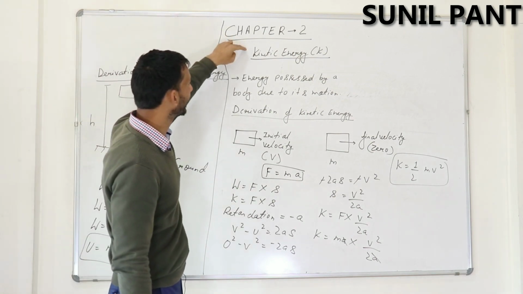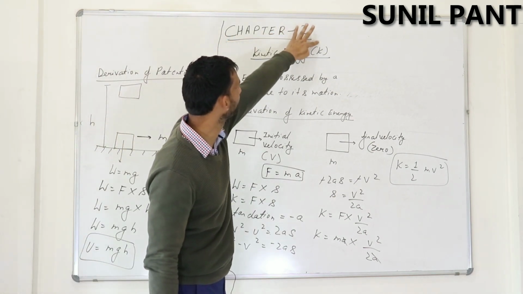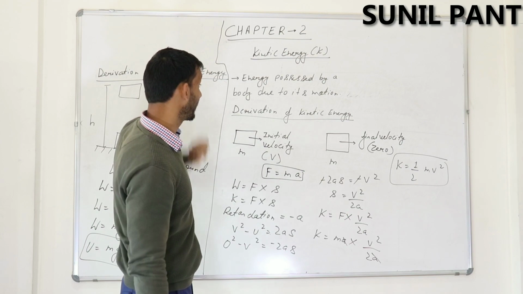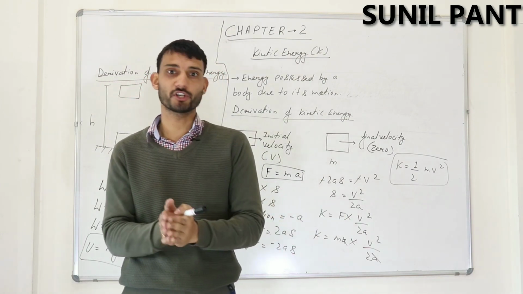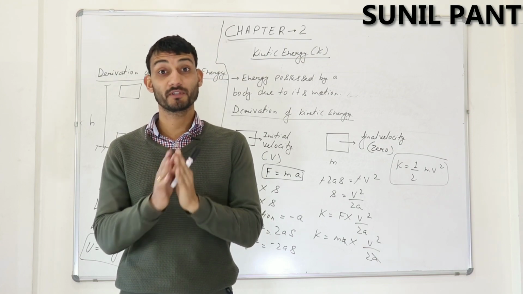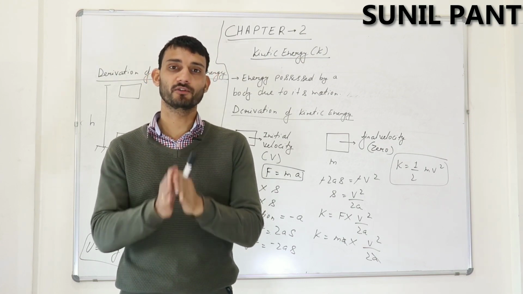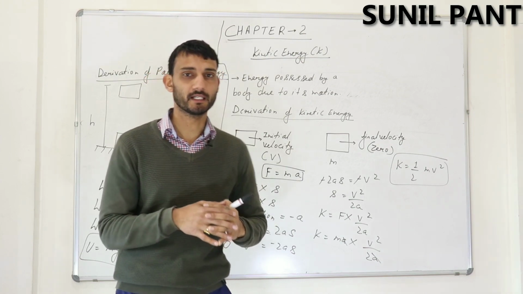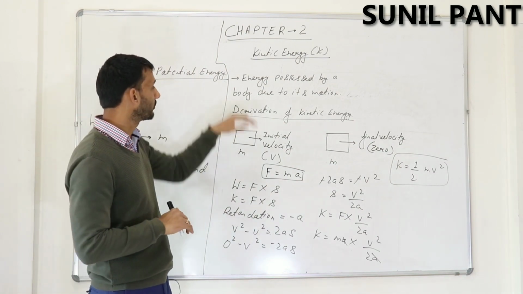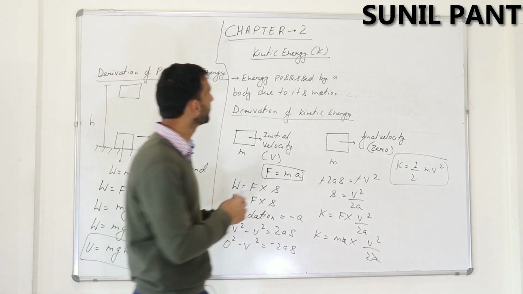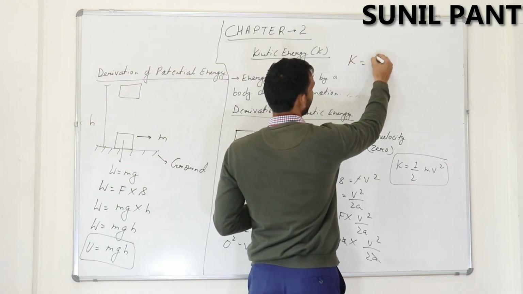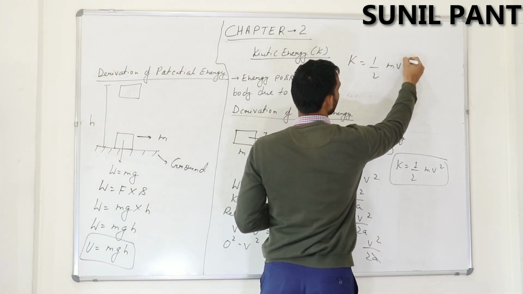Now next is kinetic energy, whose symbol is K. So what is kinetic energy? Any object that is moving, or is in motion, possesses energy due to its motion, and that is known as kinetic energy. The symbol is K. So how do we derive the expression for kinetic energy? Let me tell you, the expression for kinetic energy is half mv square.